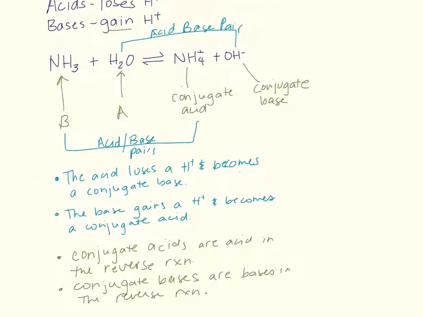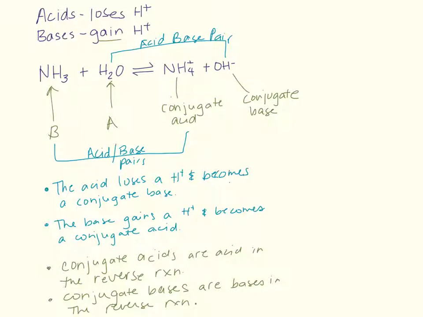So if we go back and look at all of this, NH3 is the base because it gains a proton, and it becomes the conjugate acid. Also looking in reverse, NH4 loses the proton, and so it is an acid, it's the conjugate acid of this base. Similarly for water, water is losing a proton, so it's an acid, and hydroxide in reverse is gaining a proton, so it's a base. It's the conjugate base of the water.